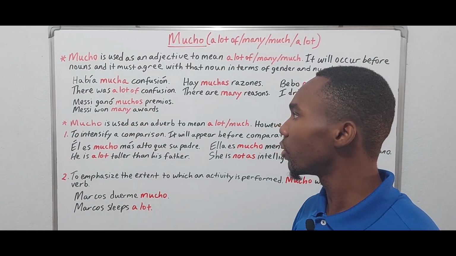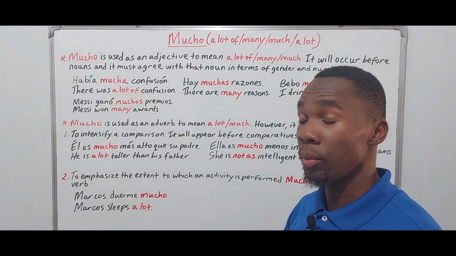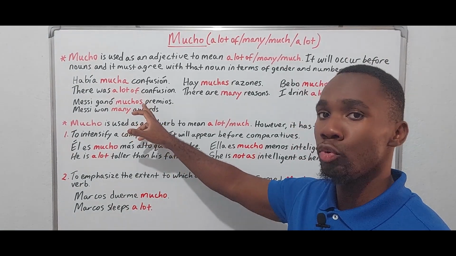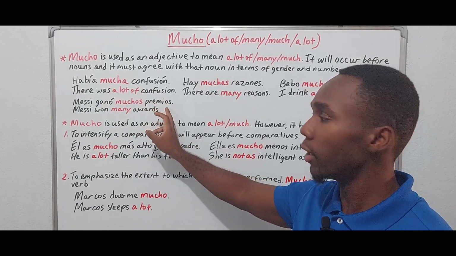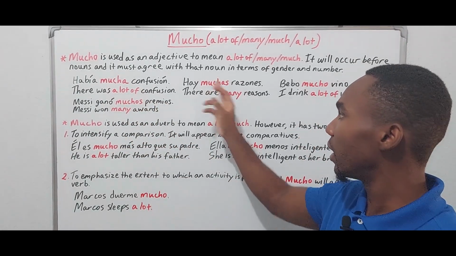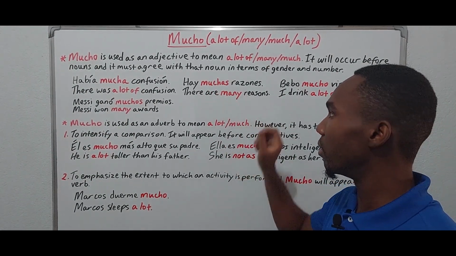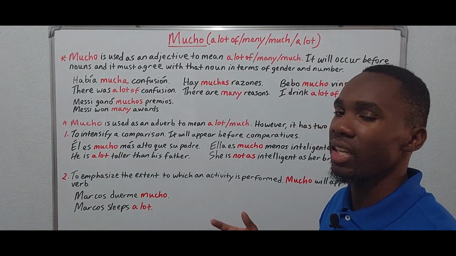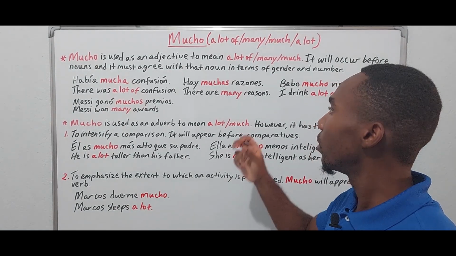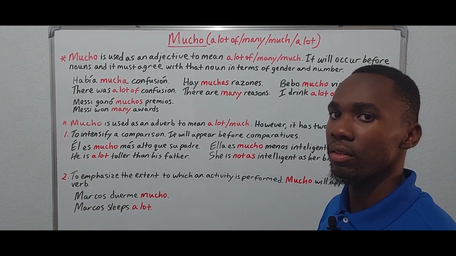Messi ganó muchos premios. Okay? Premios would be plural and masculine. Therefore, it takes muchos. Messi won many awards. Same thing here. Hay muchas razones. There are many reasons. You can't say there are much reasons, because much is used with uncountable nouns. So there are many reasons. I could also say there are a lot of reasons.